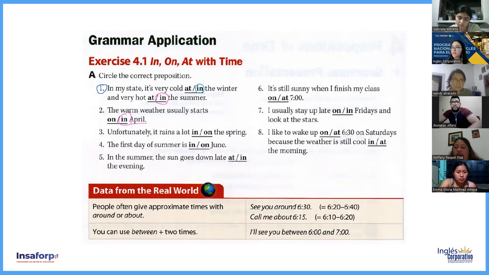Let's see, Alejandra, number three. Can you read it, please? Unfortunately.